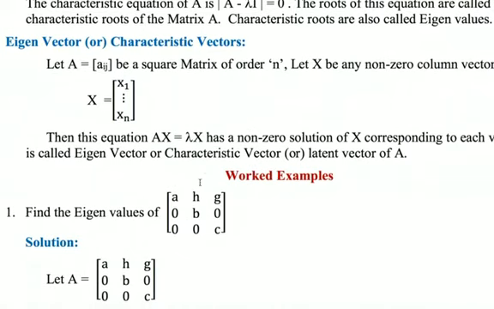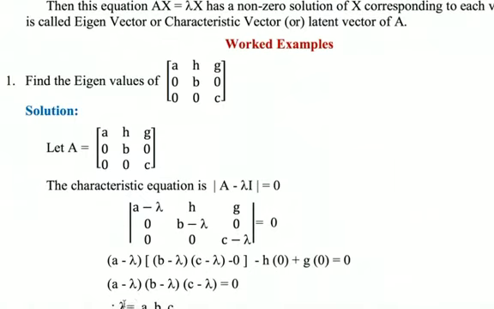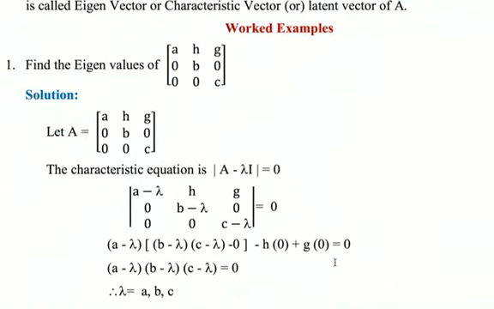Let's first find the eigenvalues of this matrix with entries A, V, H, G, 0, V, O, 0, 0, C. Like I said earlier, this is an upper triangular matrix. So the eigenvalues are A, B, C respectively. That is what you will get at the end of the day. Lambda equal to A, B, C.